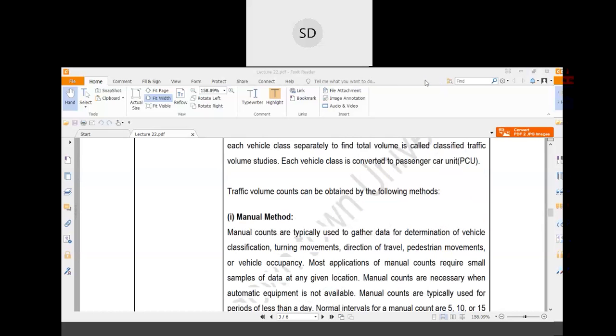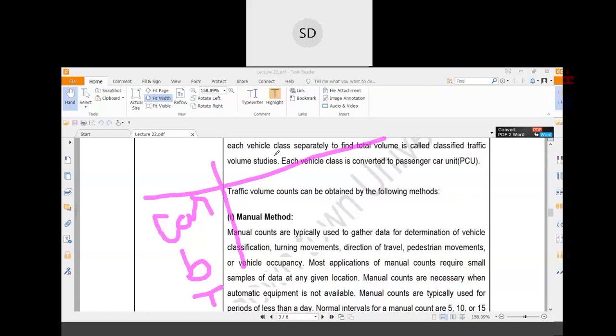Suppose in a road section there are different vehicle classes, like car, bus, and truck, etc. And here you write the number of vehicles in each and every hour. Suppose from 9 to 10 a.m., what is the total number of cars you have observed? And what is the total number of trucks and other vehicles you have observed?